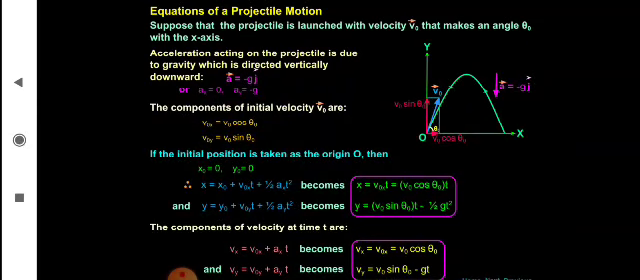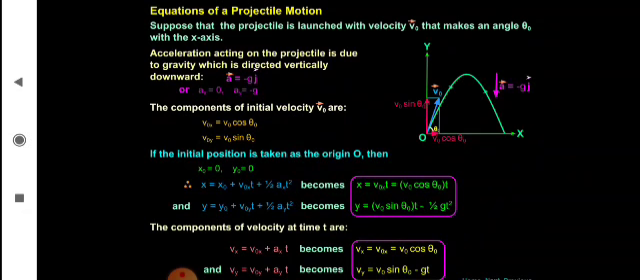The components of velocity at a time t are Vx equal to V naught x plus Ax t. Again we substitute the value of V naught x, and here Ax becomes 0, so Vx is equal to V naught cos theta naught. Similarly, Vy is equal to V naught y plus Ay t. Here V naught y is equal to V naught sin theta naught, and Ay is equal to minus g, that into t. That is the equation of projectile motion.